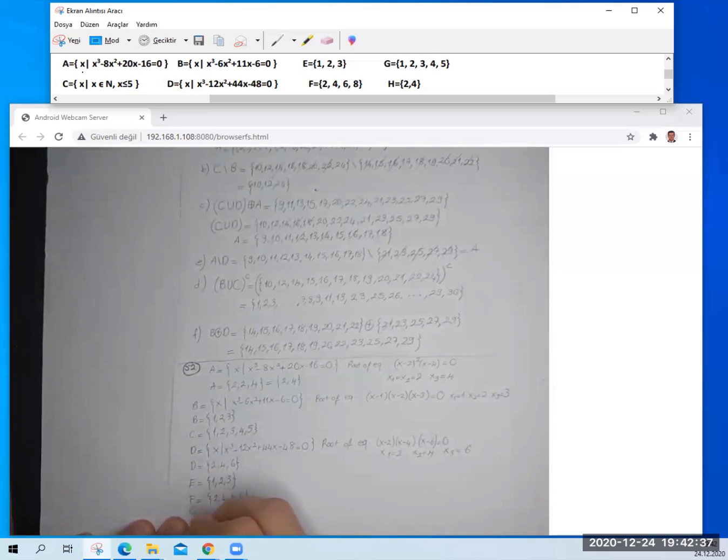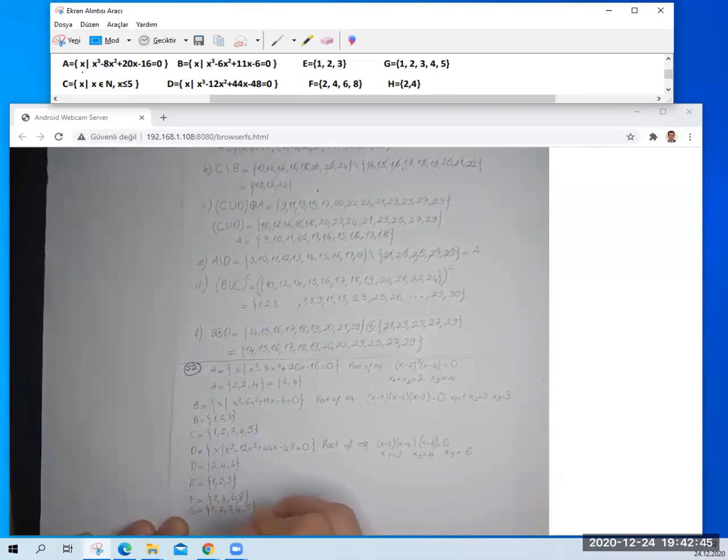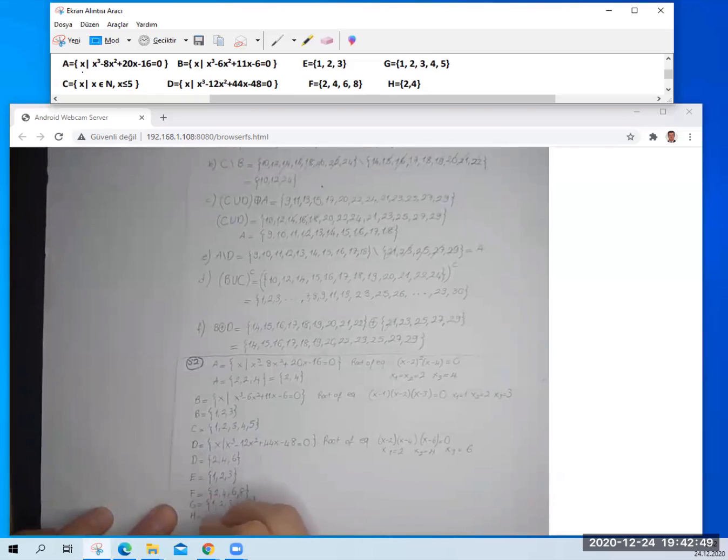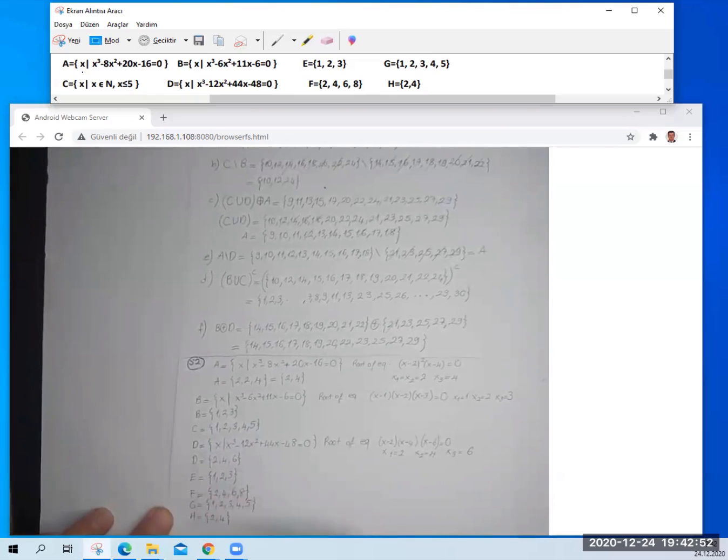And G is 1, 2, 3, 4, and 5. And the last one is H, 2, 4. So I have all the sets here: A is 2 and 4, and B is 1, 2, 3, and C is 1, 2, 3, 4, 5, and D is 2, 4, and 6, and E is 1, 2, 3, like B, and F is 2, 4, 6, 8, and G again 1, 2, 3, 4, 5, and so on. What is the relation on those sets?